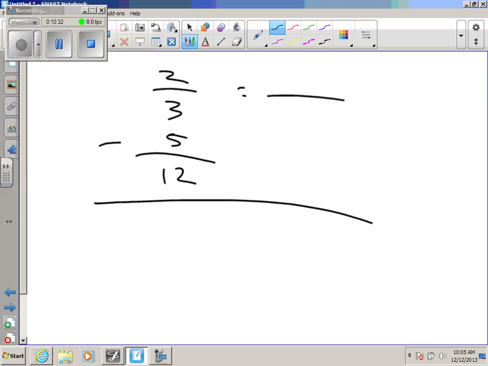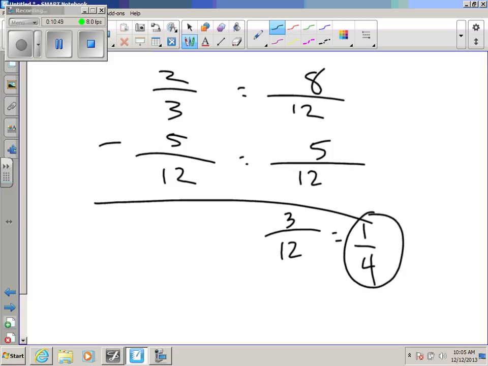2/3 minus 5/12. Common denominator, let's use the 12. That'll stay at a 5. 3 times 4 is 12. 4 times 2 is 8. 8 minus 5. 3 over 12 becomes... both divisible by 3. Got to simplify.